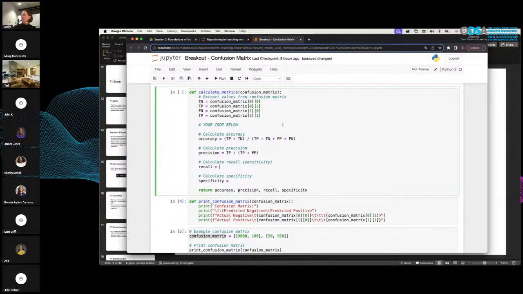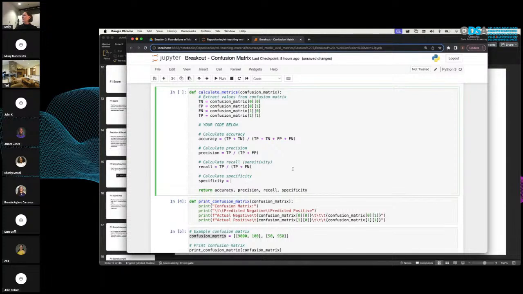Excellent. Thank you, John. We've got recall as true positive over true positive plus false negative. How many did we predict as positive that were actually positive out of all of the positive ones that exist in our data set? So our false negatives are ones that we predicted as negative, but were actually positive. So which of those did we miss, essentially?